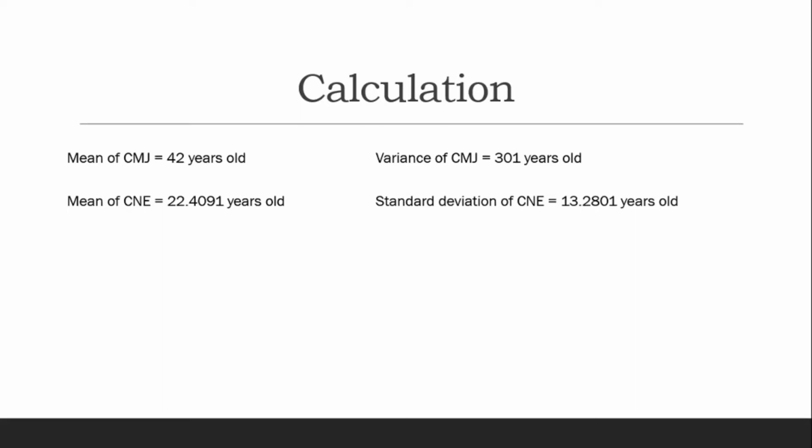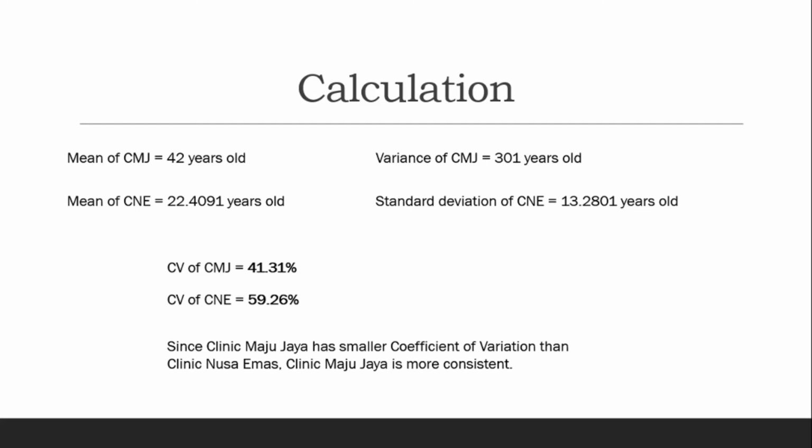So in order to find the consistency, we must use the formula of the coefficient of variation, or CV, using standard deviation and mean. So we can calculate the CV of CMJ and the CV of CNE with this. From the calculation, we get the CV of CMJ is 41.31% and the CV of CNE is 59.26%. Since Klinik Majujaya has a smaller coefficient of variation than Klinik Nusa Emas, Klinik Majujaya is more consistent.